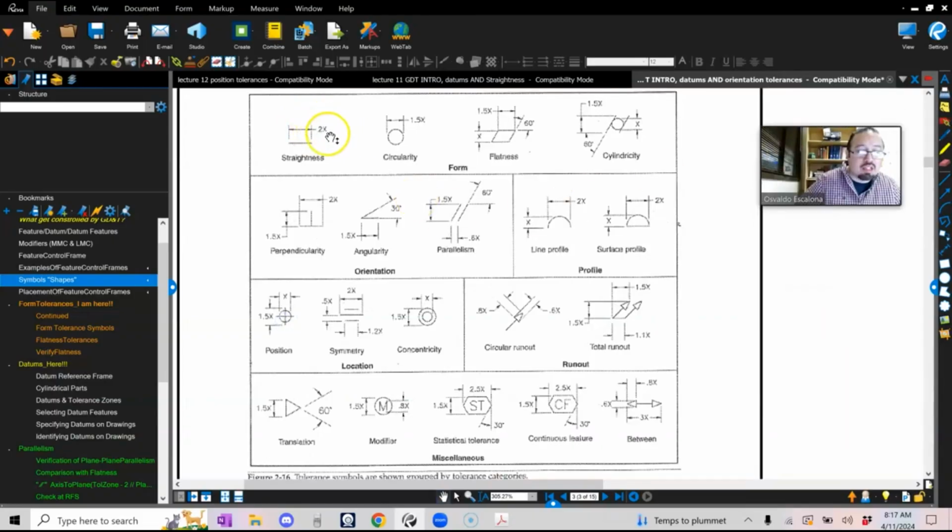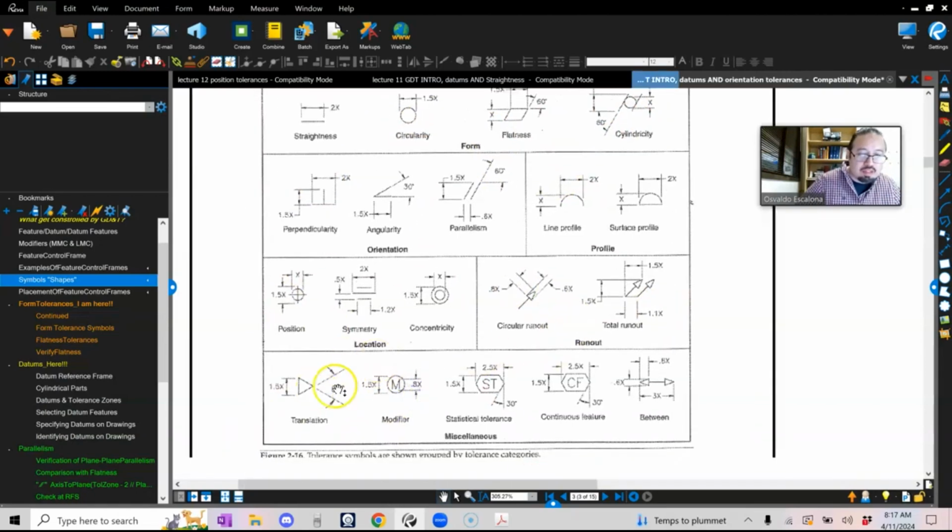The X stands for the text size. For example, if the text size is 0.125, this distance right here will be 2 times 0.125, so a 1/4 inch. And you will do the same concept for all the symbols: the flatness, the cylindricity, the circularity, orientation, profile, location, runout. All of these symbols will have a certain size. Okay.